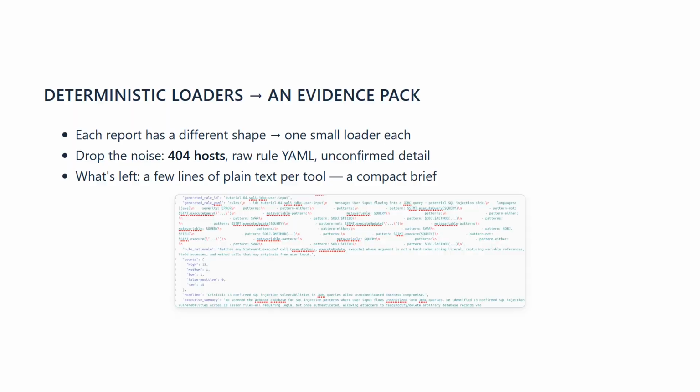Before any of this touches the model, a set of tiny loaders do the boring work. Each report has a different shape, so each gets its own loader that pulls out what matters and throws away what doesn't: that host that returned a 404, the raw scanner rule definition, anything unconfirmed. What is left is a few lines of plain text per tool, a compact brief. The model never sees the raw dump, and that keeps the call cheap and focused on the things that are actually true.